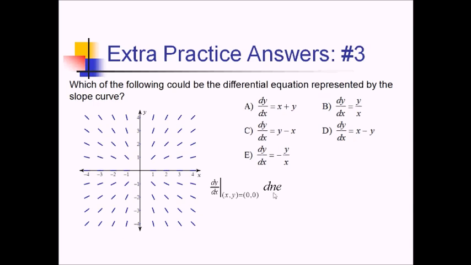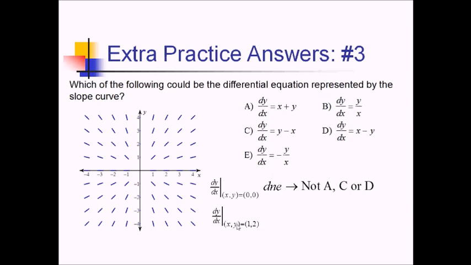So looking at my answer choices, let me keep the one that's undefined and get rid of the ones that aren't. If I plug in 0, 0, choice A still gives me a real number. Same thing with choices C and D. B and E, however, since we're dividing by 0 in those, are going to be undefined. So A, C, and D are gone, and our two undefined ones, B and E, are still left over.